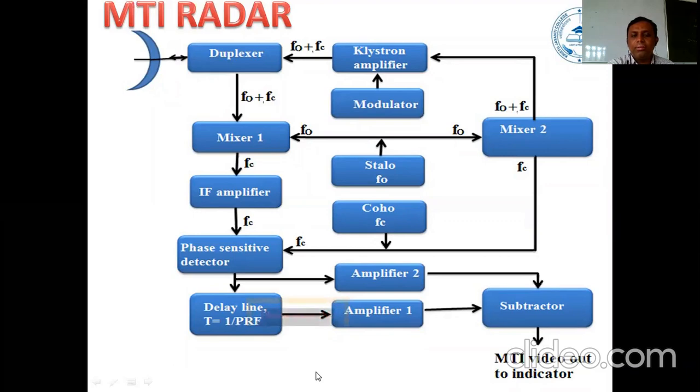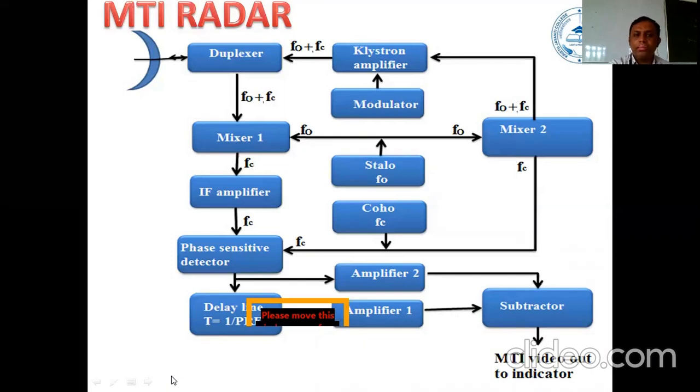Now this is the working principle of an MTI radar, and MTI stands for moving target indicator. Moving target indicator radar. So I hope you have understood the working block diagram and the working principle of an MTI radar.